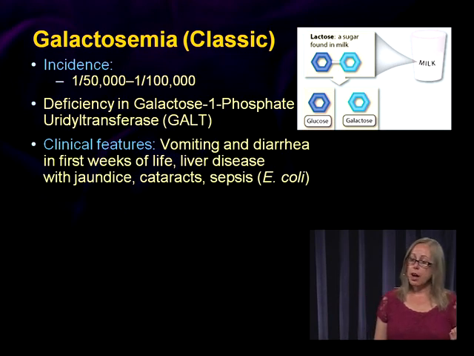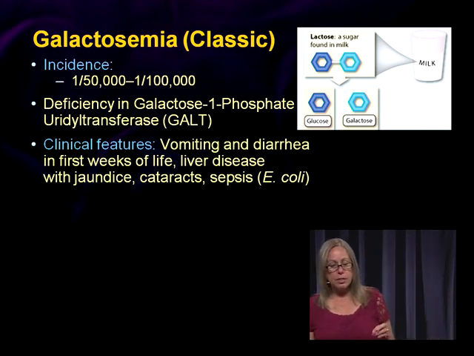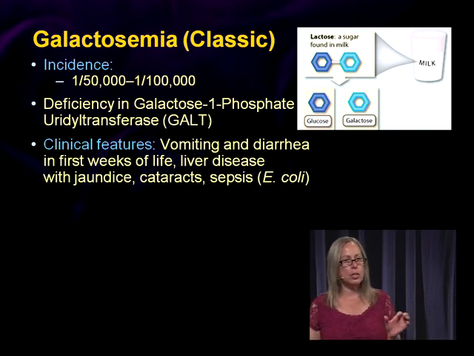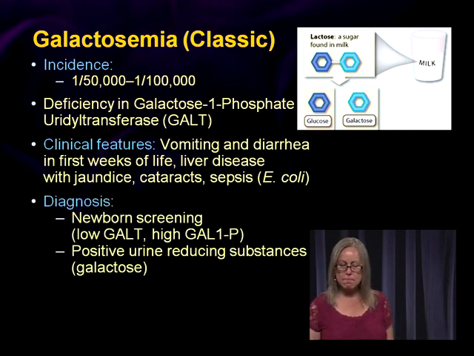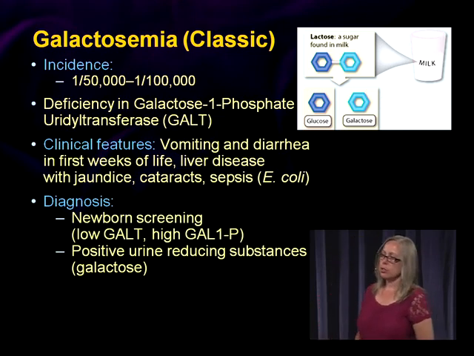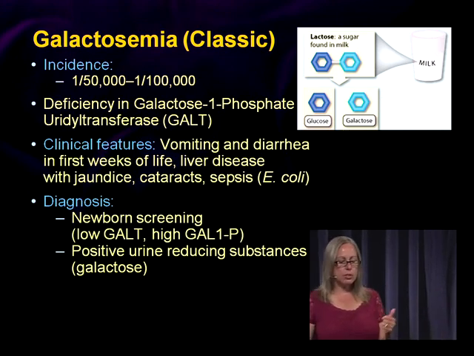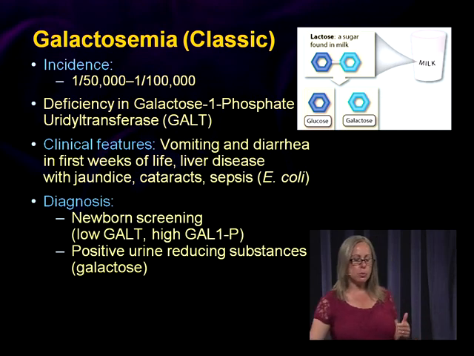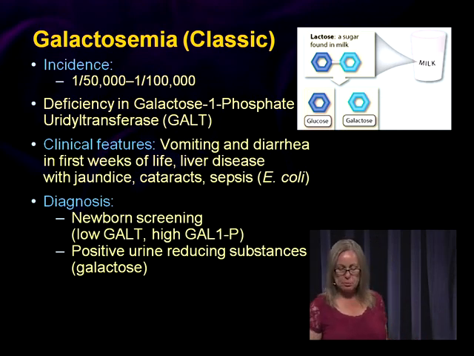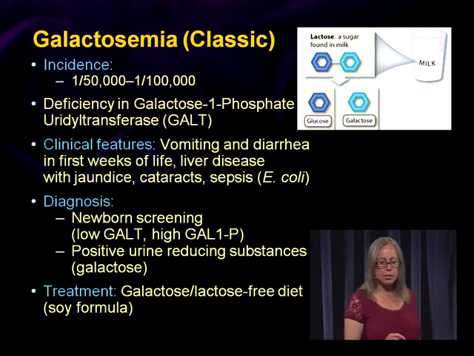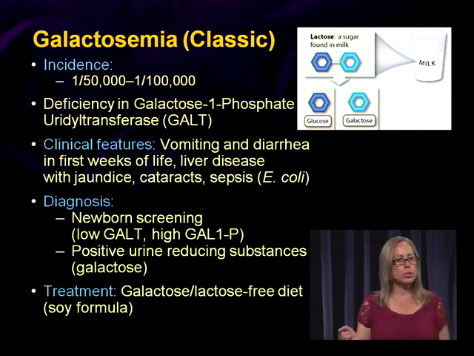Clinical features include vomiting and diarrhea in the first weeks of life, liver disease with jaundice, cataracts, and the ever infamous E. coli sepsis. So when you see E. coli sepsis, you should think about galactosemia. You diagnose it on newborn screening with a low GALT enzyme level and a high galactose-1-phosphate, or Gal-1P. You can also have positive urine-reducing substances, which is the galactose being spilled out in the urine. And the treatment is a lactose-free diet, which is your soy formula.